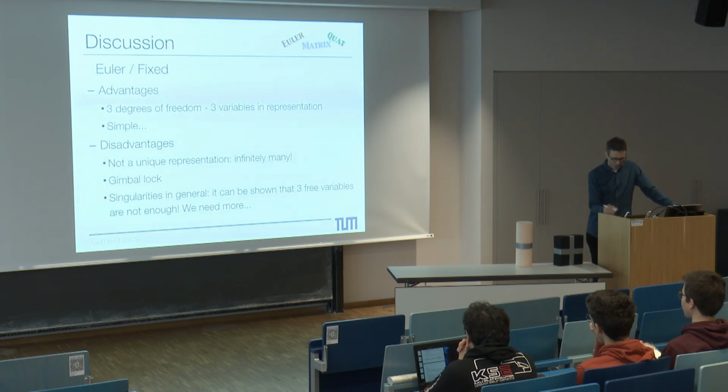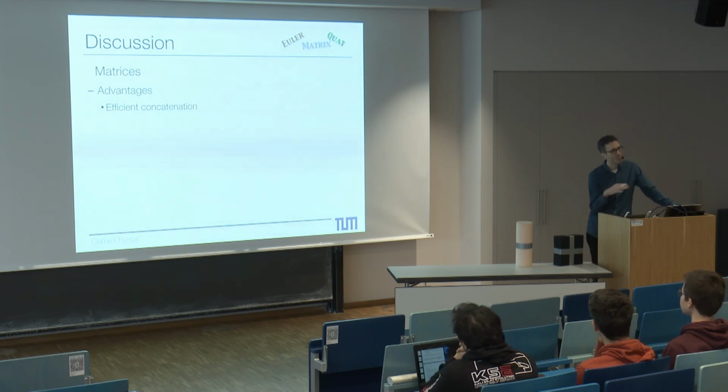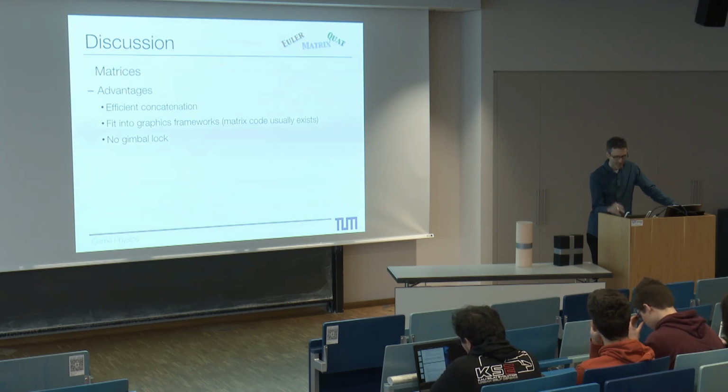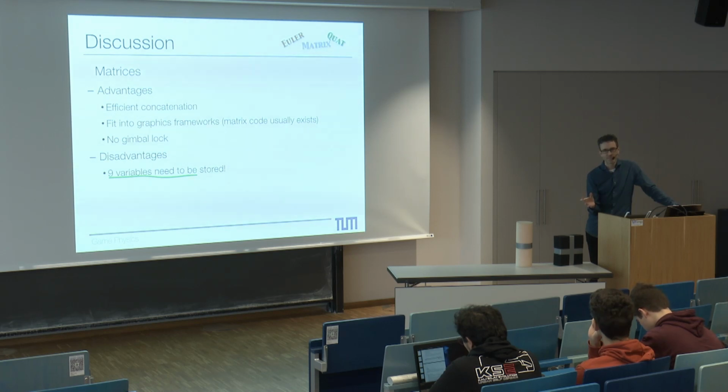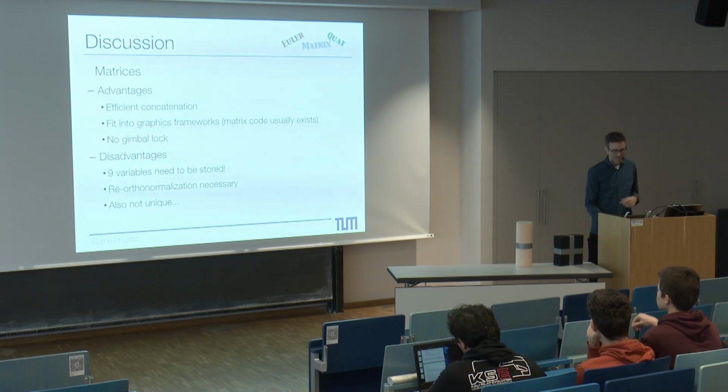So we need more. We had these matrices, which are also nice to work with, can be concatenated, and actually typically fit into APIs quite well. They don't have this gimbal lock problem, so in a way a fundamental step forward, but in a way they're very wasteful. Instead of having too few, now we have too many. And because of this, they actually need some additional steps to keep it in check.